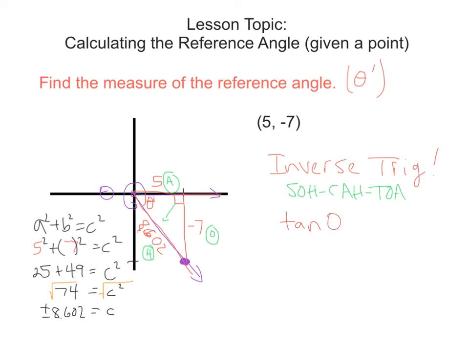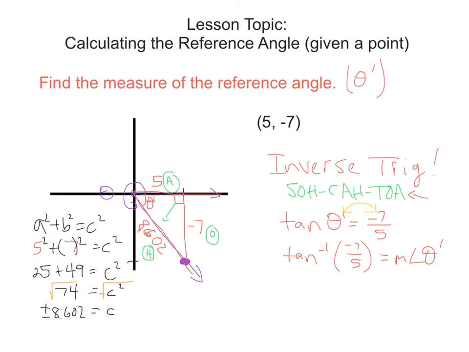So tangent of theta prime is equal to, well, tangent is opposite over adjacent. The opposite side is -7, and the adjacent side is 5. So -7 over 5. We can't take the tangent on our calculator of theta, a variable, so we are going to use inverse tangent. So we write tan inverse, and if you remember, we switch these two things around. So tan inverse of -7 over 5 will be equal to the measure of theta prime.